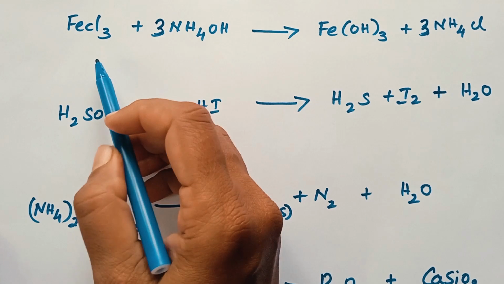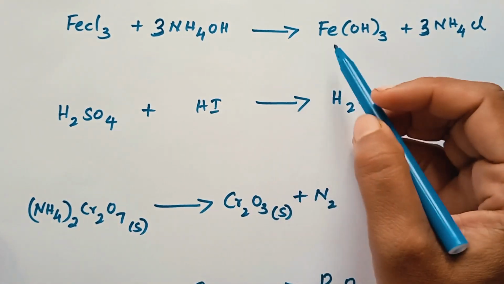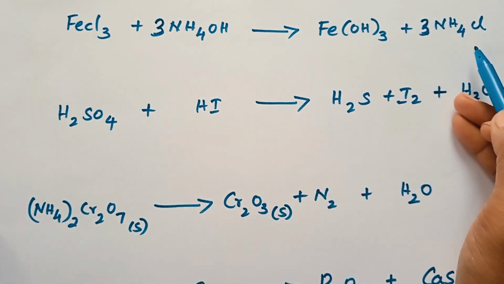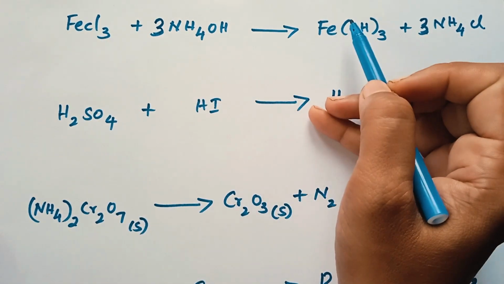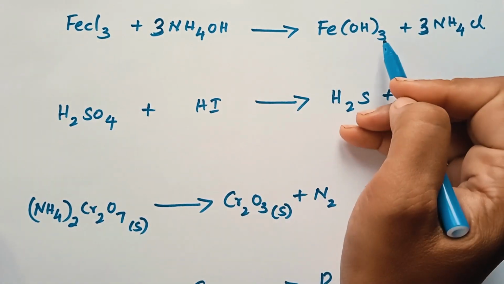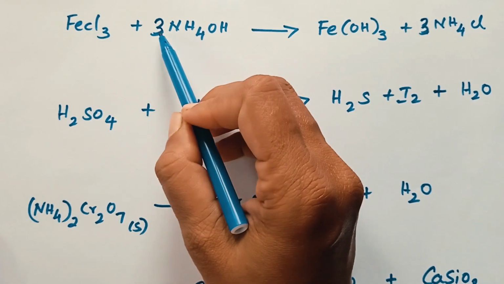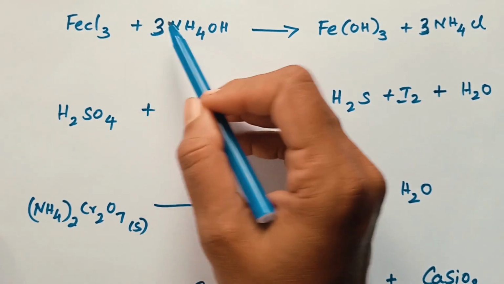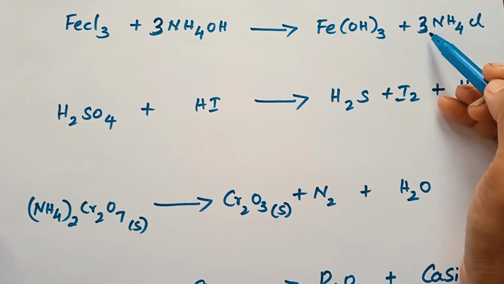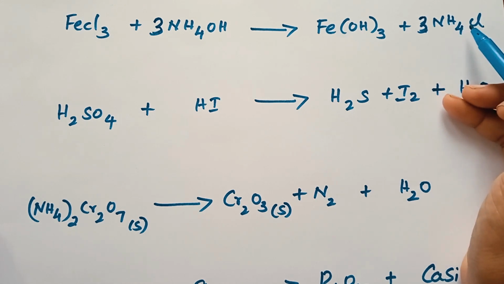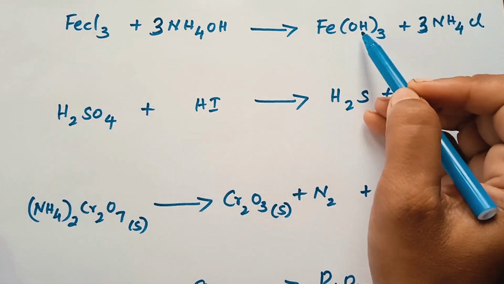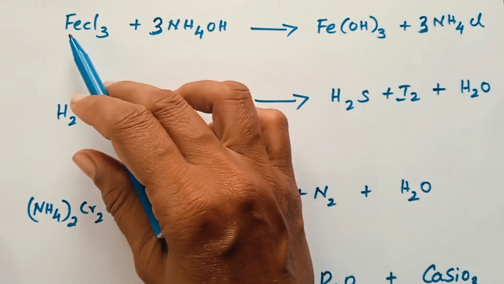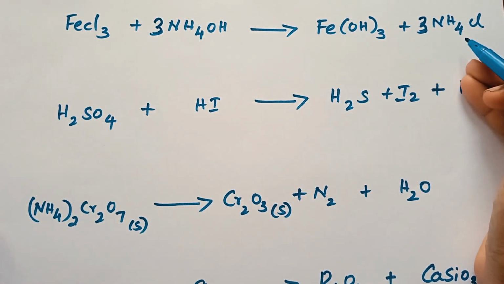Next equation is FeCl3 plus NH4OH gives Fe(OH)3 plus NH4Cl. Iron is balanced in this case. Check for hydroxide group. It is 3 in the product side. So I have added 3 here. So then ammonium becomes 3 here. So I have added 3 here. So now everything is balanced. Chlorine with 3, ammonium with 3, hydroxide is 3, here also 3, and iron is 1. Okay, the above equation is balanced.